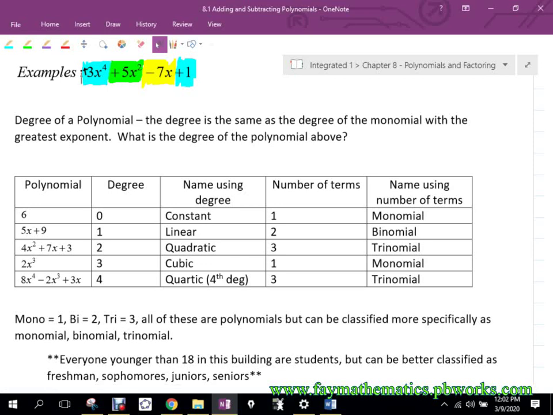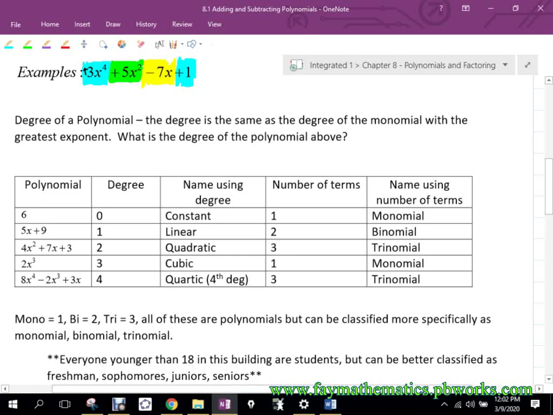Does that kind of make sense? So if I look at the one above, that first blue one that I highlighted, 3x to the fourth, that's a degree 4 monomial, right? If I look at the 5x squared, that's a degree 2 monomial. Negative 7x to the first is a degree 1, and 1 is a degree 0.